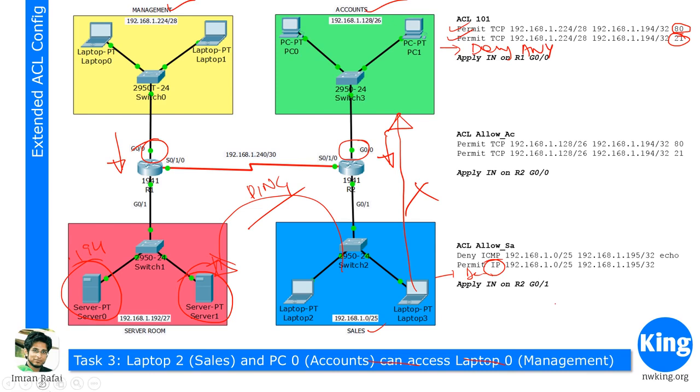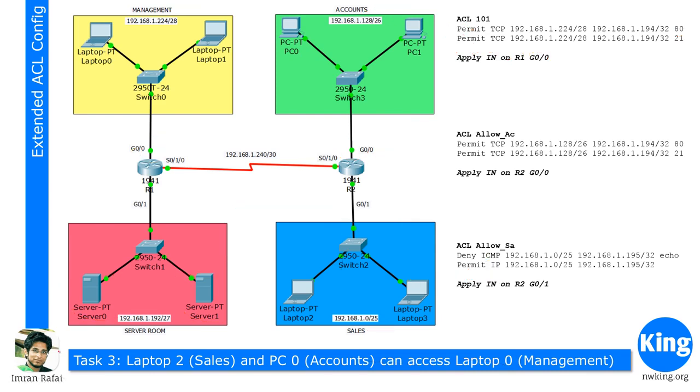Next, let me just clear the screen. Next, we look at task 3, which is laptop 2 of sales, which is this, and let's assume he's a manager for sales. And then it says PC 0 of accounts, and let's assume he's a manager for accounts. They both need to access laptop 0 of management. Let's assume he's a CEO. So they should be able to access laptop 0, and it doesn't say anything else. That means they need entire IP protocol access to laptop 0, including ICMP. So every traffic should go to the CEO's computer from these two computers.